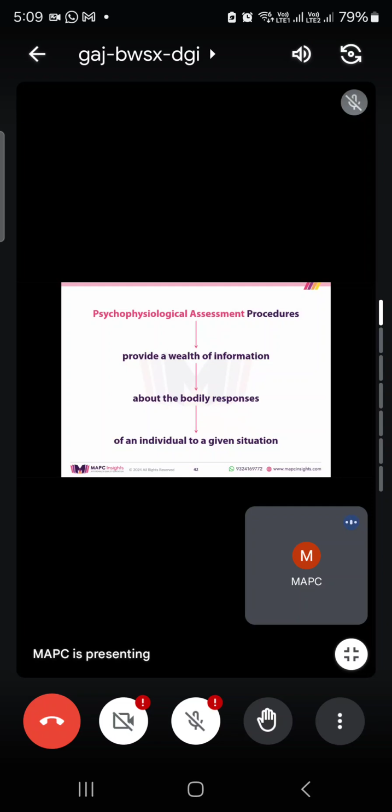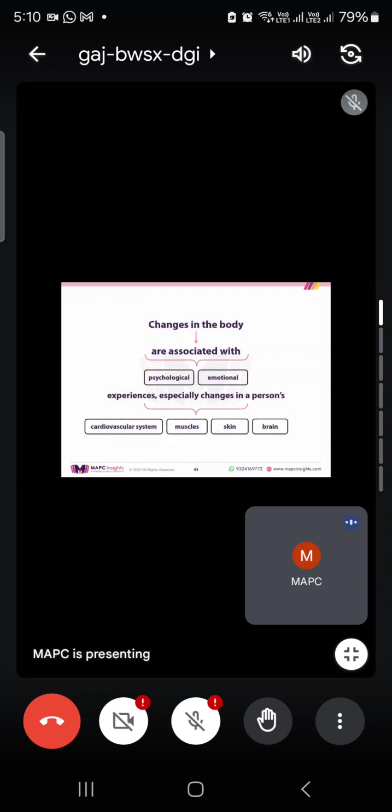Psychological, sorry, psychophysiological assessment. This procedure provides a wealth of information about body responses, how the body reacts in various situations, psychologically and physiologically. Okay, in any given situation, how does our body act? So that is what the psychophysiological assessment is.